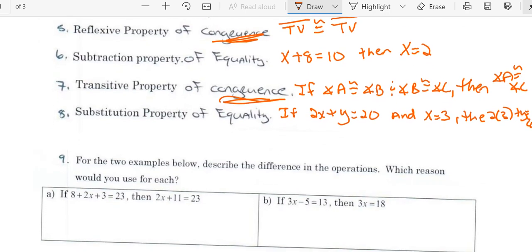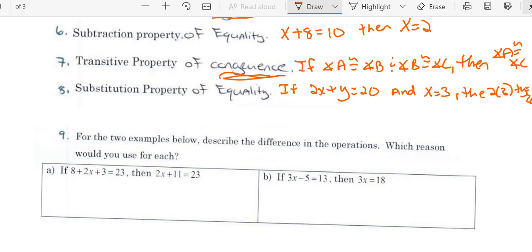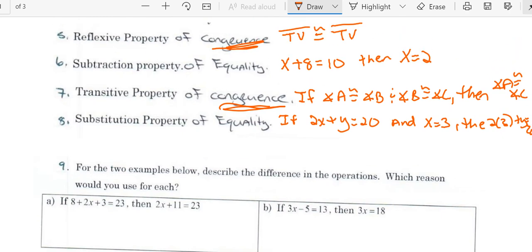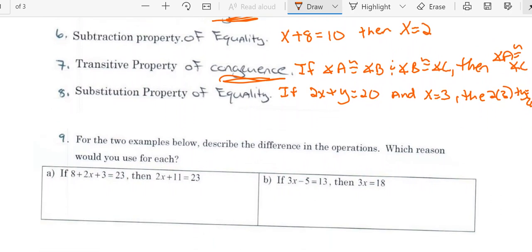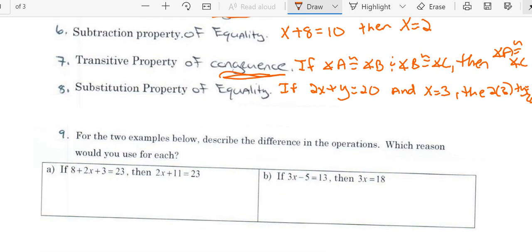So I just ran out of space over there. All right, for the two examples below, describe the difference in operations. And obviously, for these, 4 through 8, whatever numbers I had here, you can write any examples identifying or expressing those properties. For number 9, for the two examples below, describe the difference in the operations. Which reason would you use for each? This is just to clarify the difference between combining like terms and addition. This is a common thing that students will confuse.